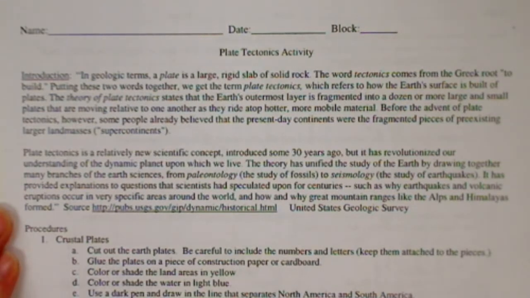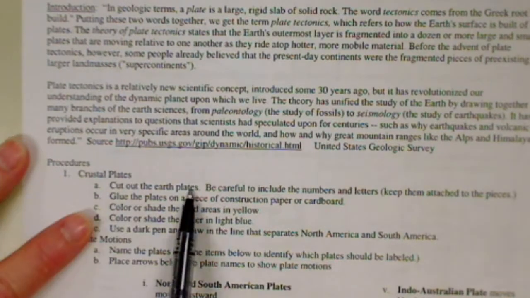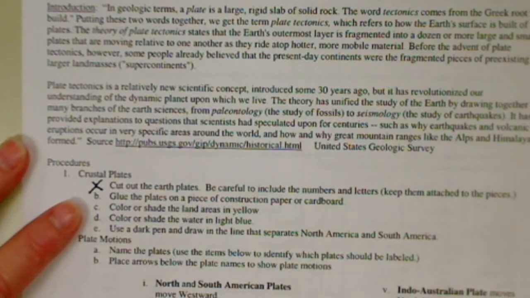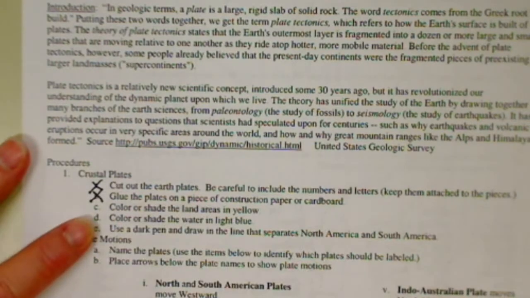You're going to mark out some of these because they're already done for you. The first procedure has to do with the crustal plates. It says to cut out the earth plates. Would you please put an X over step A because that's already done for you, or we're not going to do that part. Please mark out B. We're not gluing anything onto construction paper or cardboard.